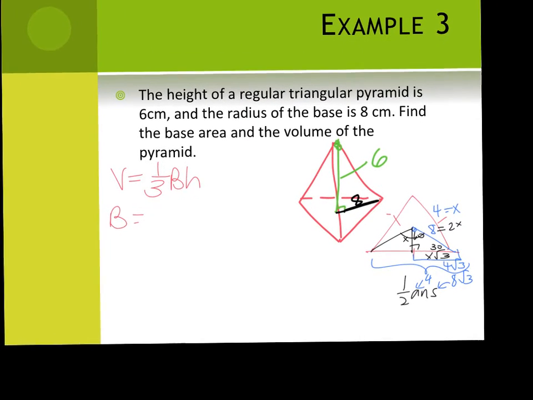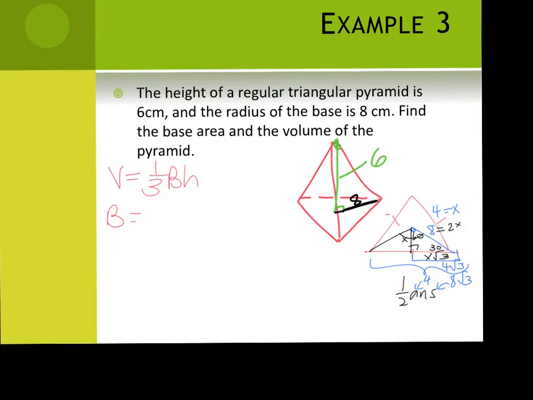So then if I want to find the area of the base, it would be 1/2 the apothem, which we just said was 4, times the number of sides, it's an equilateral triangle, so it's 3, and the length of each side, 8 root 3. 1/2 of 4 is 2. 2 times 3 is 6. 6 times 8 is 48 root 3. That's your base area.